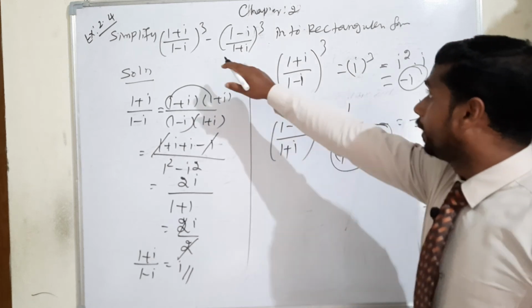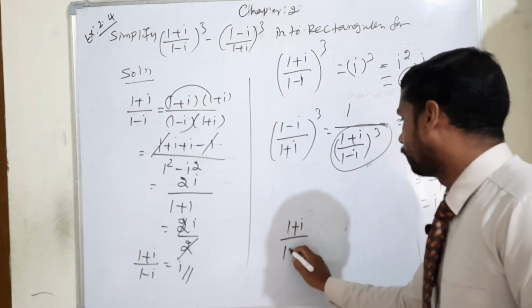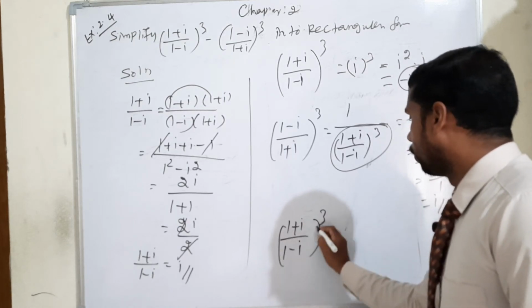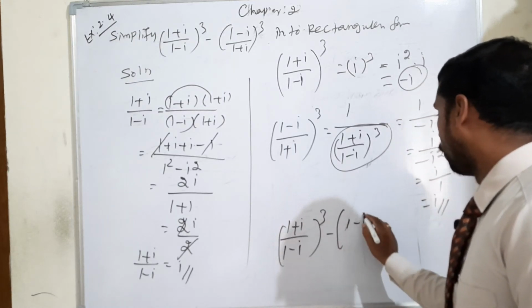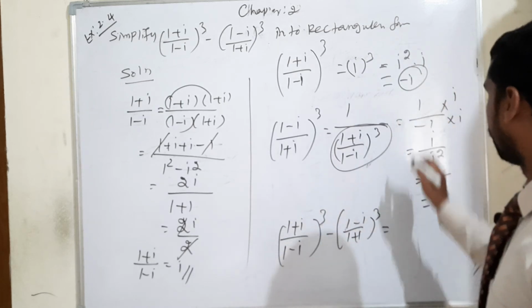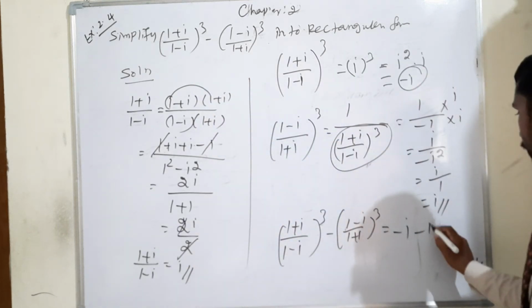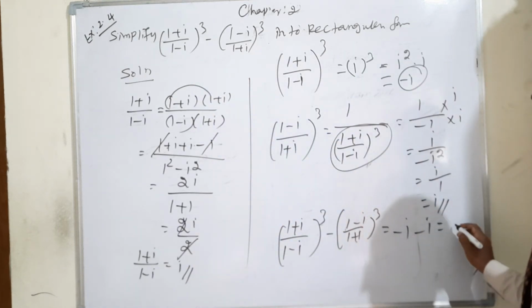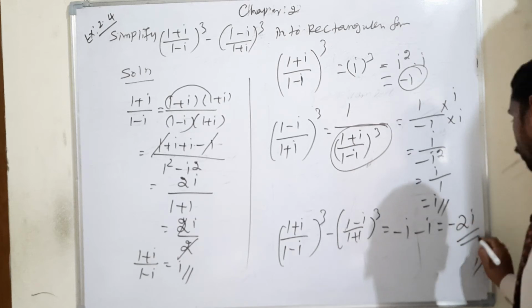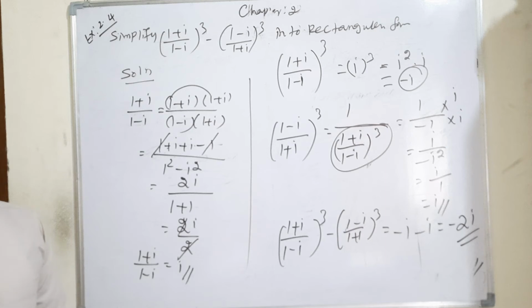Then what we need actually, the final step: 1 plus i divided by 1 minus i the whole cube minus of 1 minus i divided by 1 plus i the whole cube. The first one, minus i answer, there is common minus, so isn't it? So minus here also i is there. Therefore minus i plus minus i means minus 2i. That is our final answer. Okay. I am moving to continue doing example 2.5.